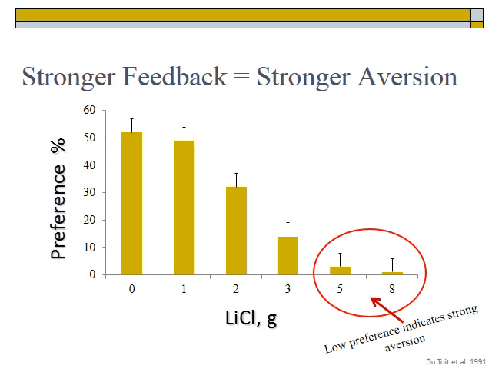And what you find is when Johann offered the sheep a choice between 2 grains, the ones that had gotten no lithium chloride really had no preference for or against the grain that was paired with the feedback. However, at 1, 2, 3, you started to see a reduction in preference for the food that was paired with the lithium chloride, and really strong feedback, 5 and 8 grams of lithium chloride really reduced the intake of those grains, and the animals expressed a really low preference.